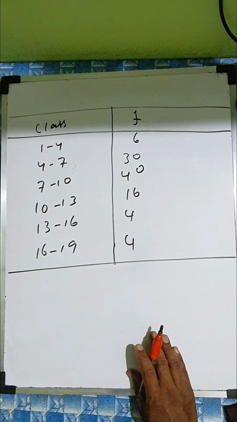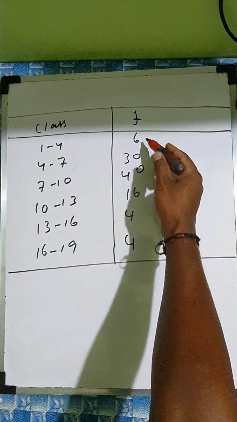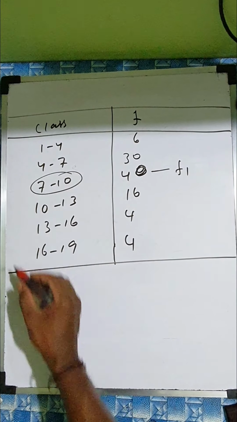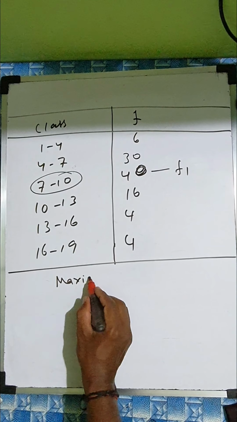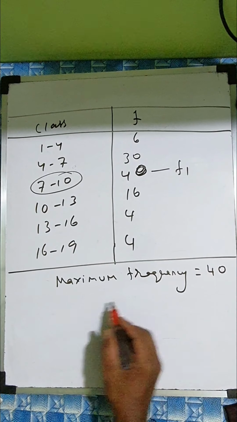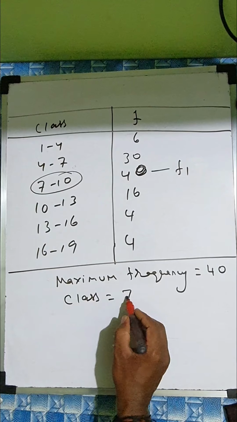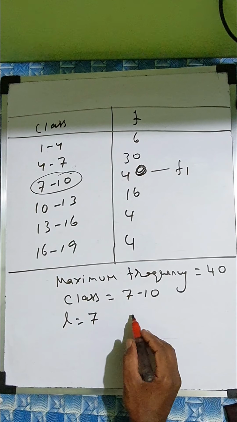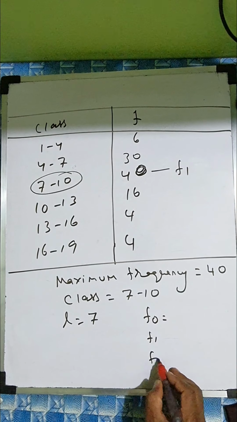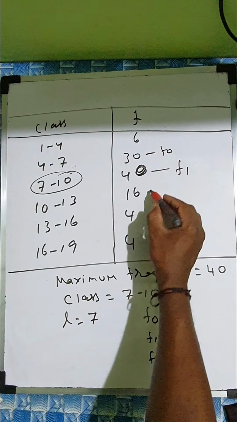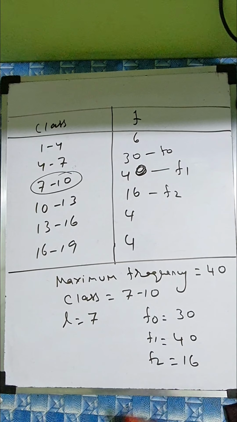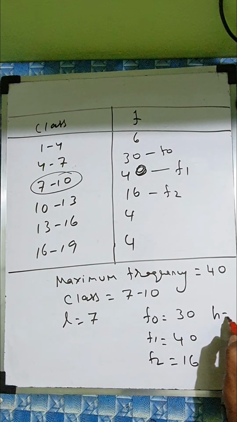Next, mode. Mode means we take the maximum frequency. Here you can see the maximum frequency is 40, that is f1. So the class is 7 to 10. That means L is 7. The one before is f0 and the next one is f2: 30, 40 and 16 are f0, f1, f2, and h we already know is 3.